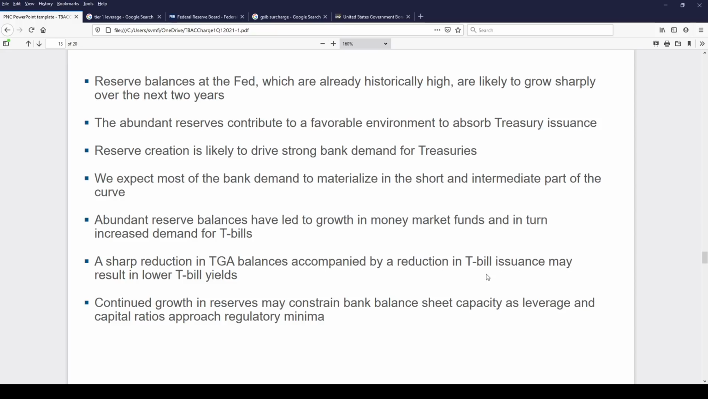So here you literally see them admitting the problem may result in lower T-bill yields, which we've seen earlier in the report could take them negative, and continued growth in reserves may constrain bank balance sheet capacity as leverage capital ratios approach regulatory minima. So I hope this report helps you a lot as you look at the problems of what's going on. There's too much liquidity in the banking system, and you see the Treasury admitting it.